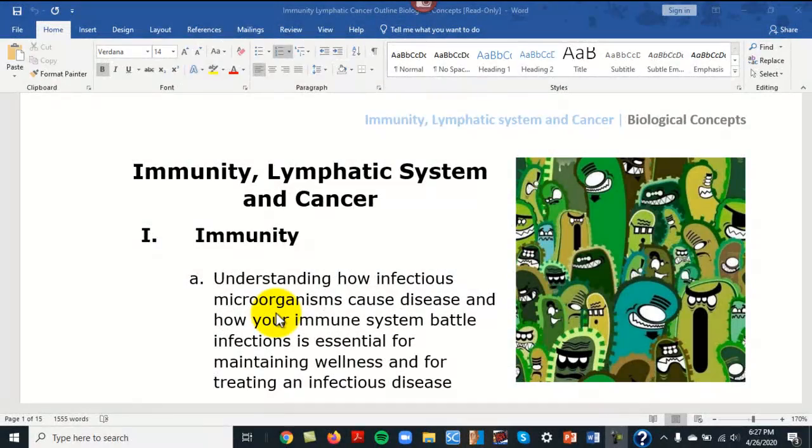This week we're going to cover immunity, the lymphatic system, and cancer. I know we previously discussed cancer a little bit, and you had some questions on it. This section is mostly on immunity, and it's mostly about the lymphatic system.